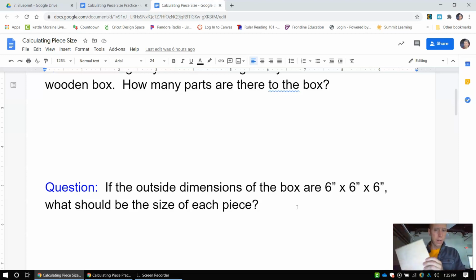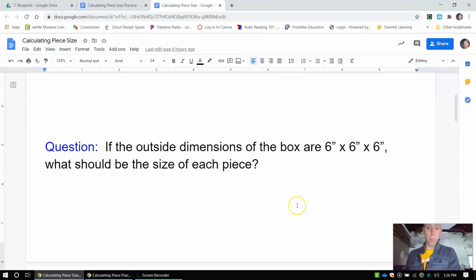What some people do is they start thinking, okay, if I want a box that's 6 by 6 by 6, that means I'm going to cut every single piece to be exactly the same size, 6 inches by 6 inches by 6 inches. Then they start putting it together, and they realize that actually doesn't work. And I'm going to prove it to you.